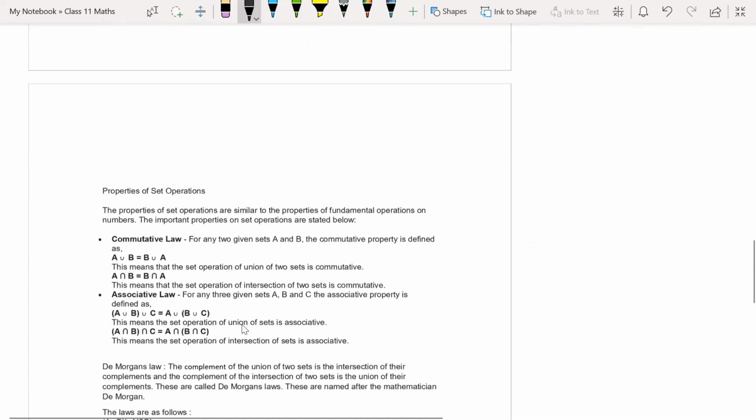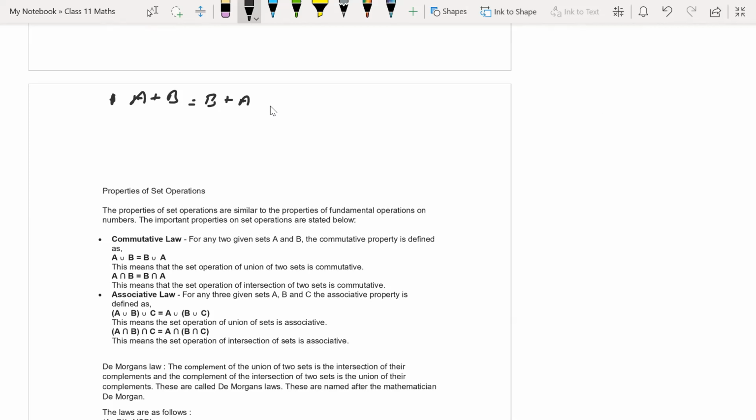Next, we come to the properties of the set operations. As we have studied in the previous class also, there are some associative or commutative properties for addition. For addition, if A plus B is equal to B plus A, it means addition is commutative in nature, as well as addition is also associative in nature.